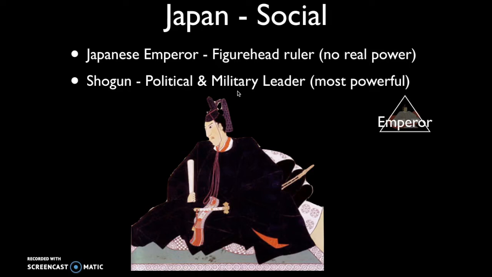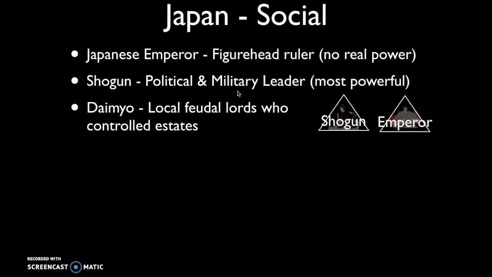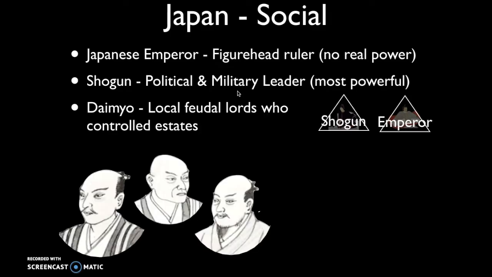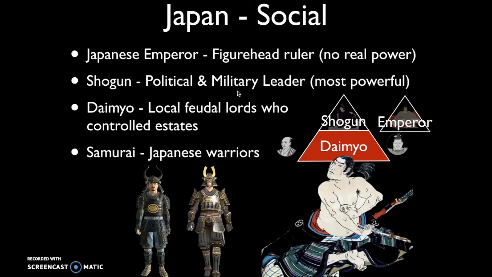However, during this feudal age, most of the power resided in this group, the daimyos, right? These local feudal lords who are going to control these large estates and who build these castles. Ultimately, because it is such a warlike society, there's so much conflict going on, they need protection. And the protection that they get is from a class of people known as the samurai. So the samurai are these Japanese warriors. Their duty is to provide defense and protection.